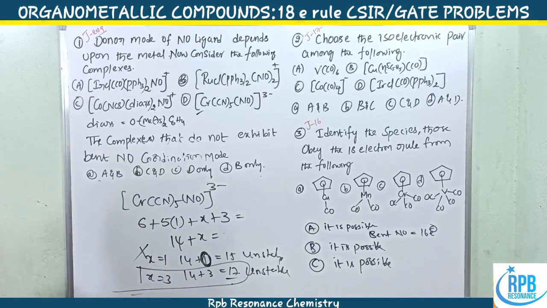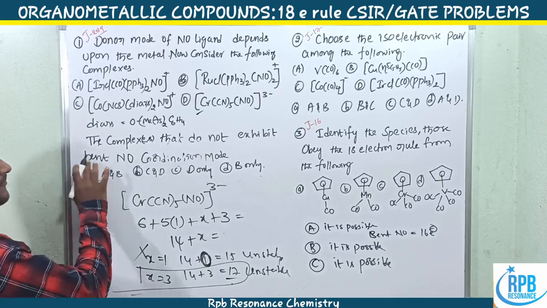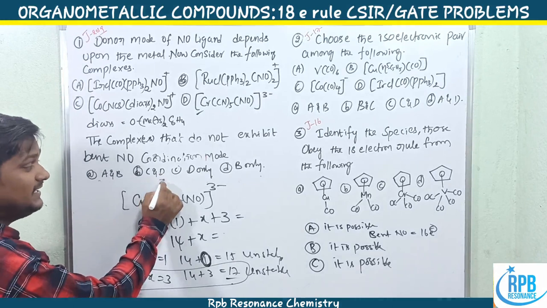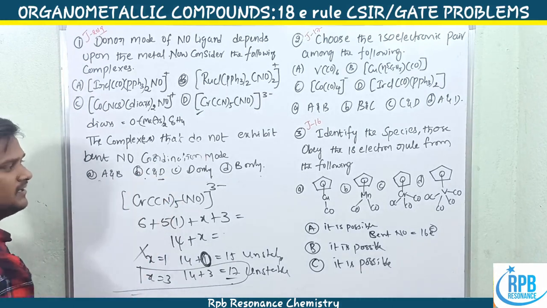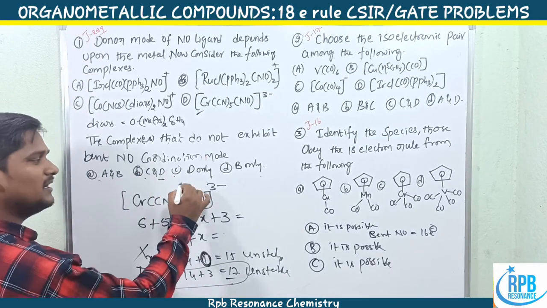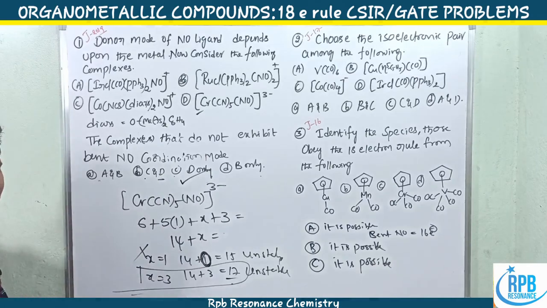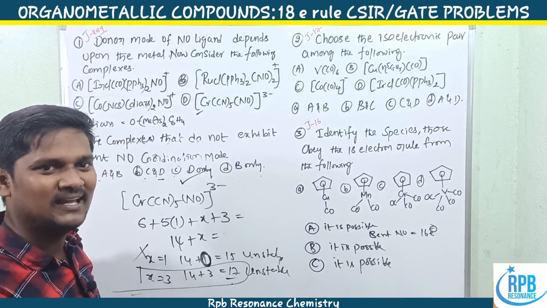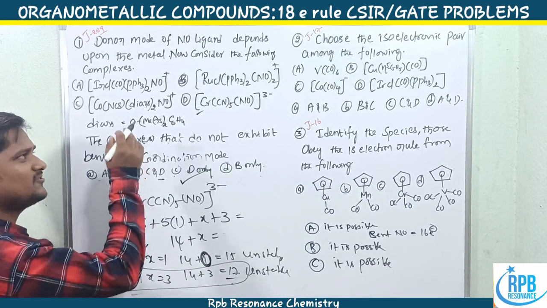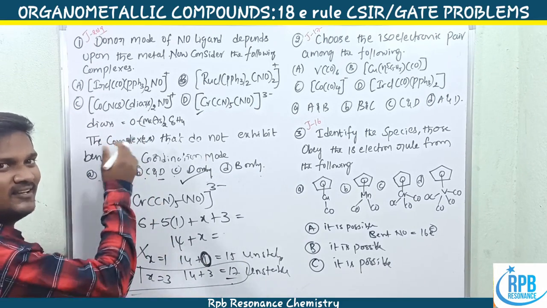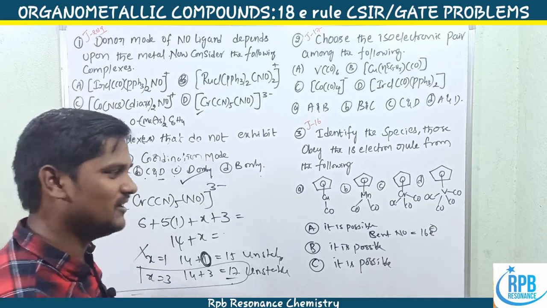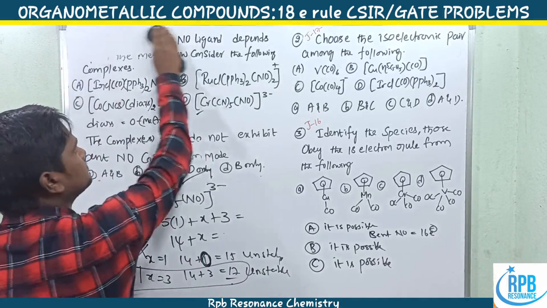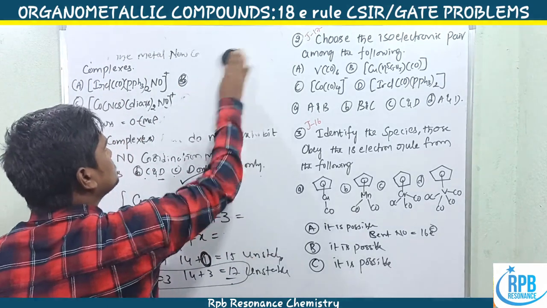Then what about our options? Let's find the correct option. A and B both exhibit it. C exhibits it, but D does not. So D only is correct. This is a very simple question. When you go through the concept, when you watch my 18 electron rule video, you can easily solve these kinds of questions. This is a very recent question, June 2019. Now let's move on to the next question. I think it is clear, guys.